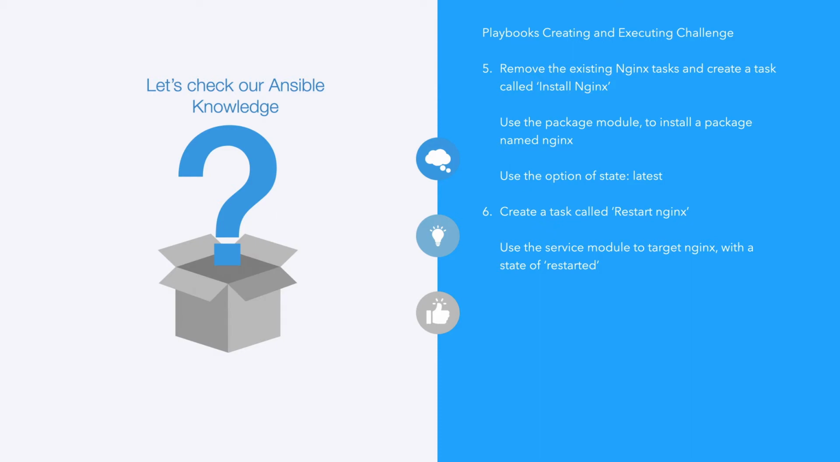Create a task called restart nginx. This time, use the service module to target nginx and give a state of restarted. There are other states you could use here that would work equally, but here it's nice to show that we can, if desired, implicitly restart services, which could be handy if you'd perform some kind of configuration change with nginx. Pause the video and give this a try, or move into revision 4.